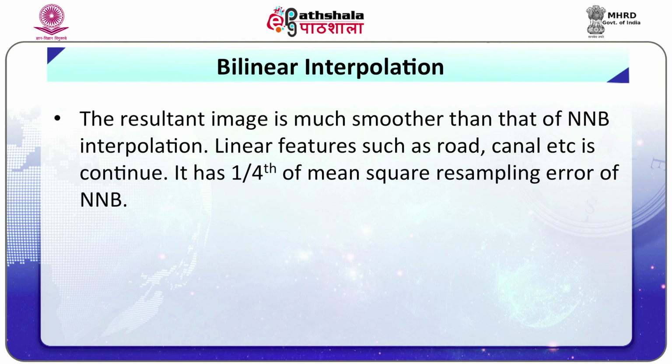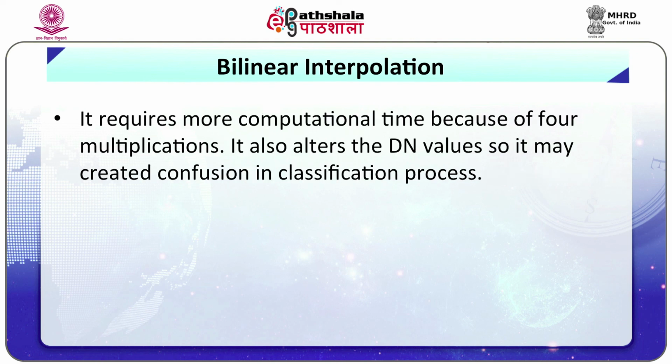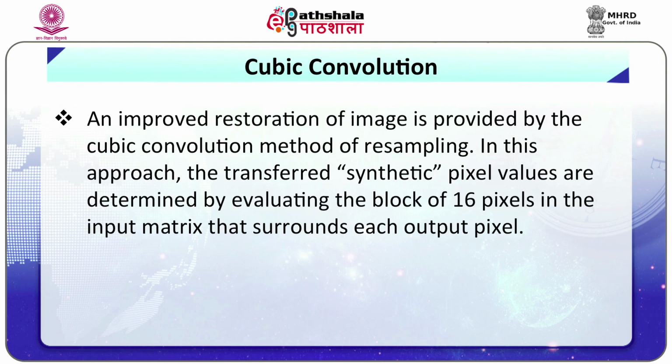Linear features such as roads, canals, etc. are continuous. It has 1/4 of the mean square resampling error of nearest neighbor. It requires more computational time because of 4 multiplications. It also alters the DN values, so it may create confusion in the classification process.